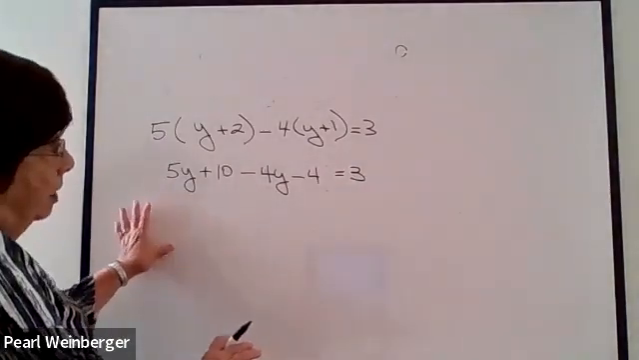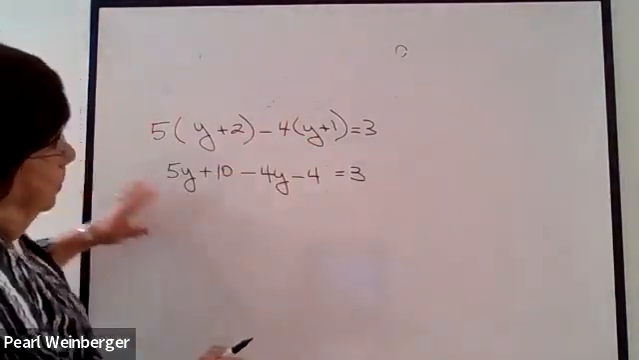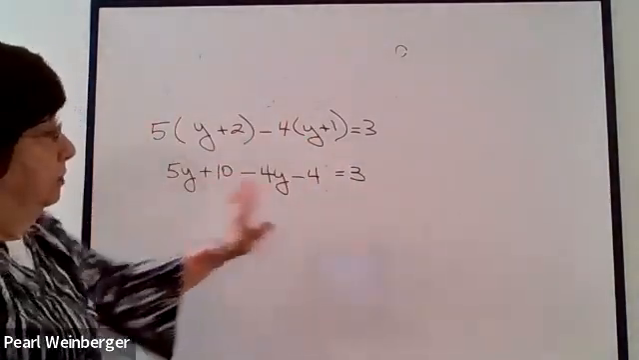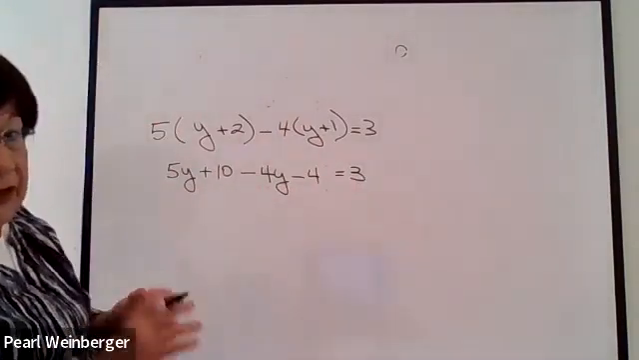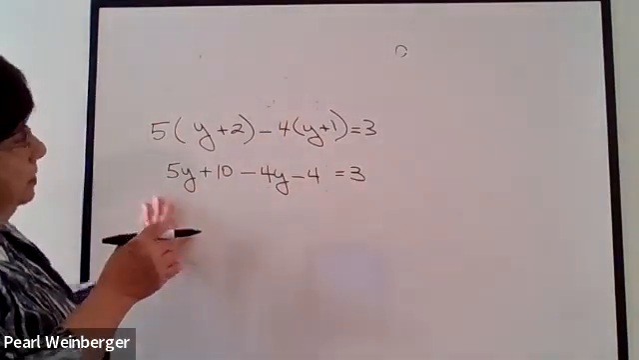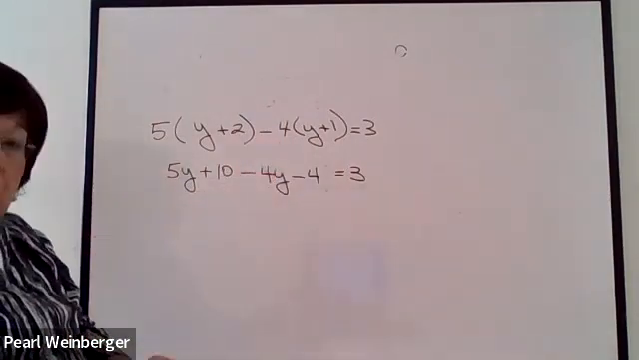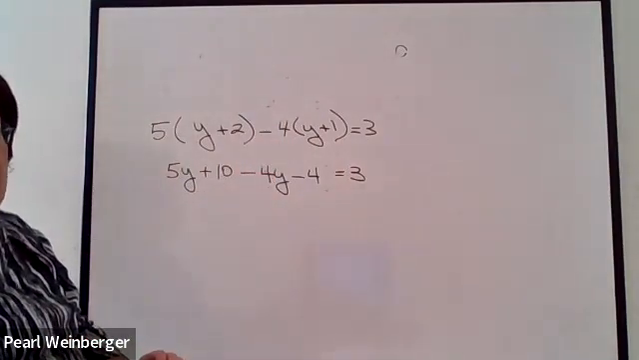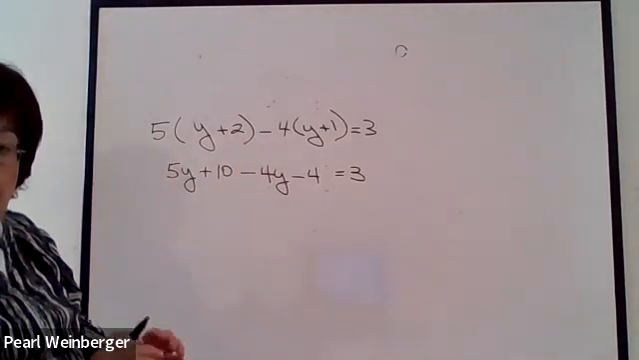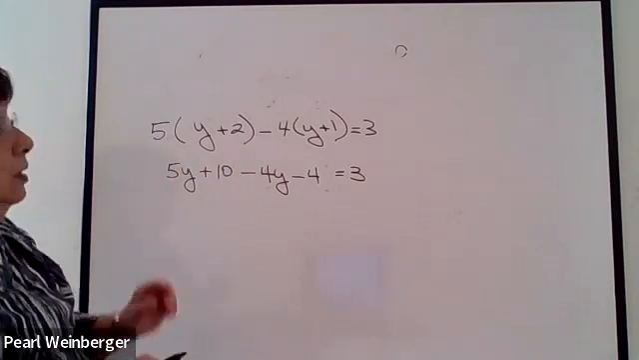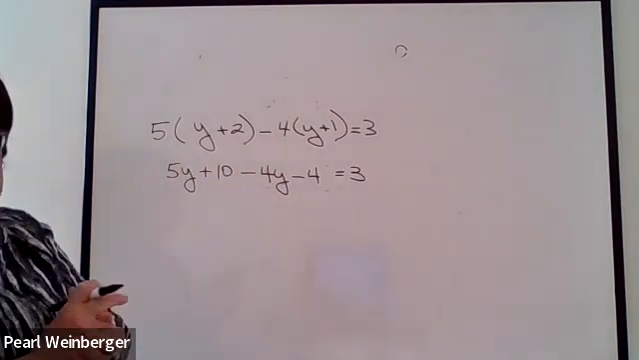Okay, now we have a bunch of stuff on the left side. We only have one number on the right side. That's easy. But on the left side, we have 4 terms. And what we want to do is combine the like terms, gather the terms that have y's together and gather just the plain numbers together.